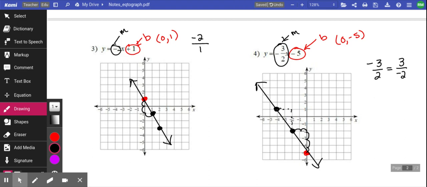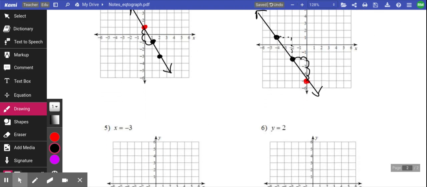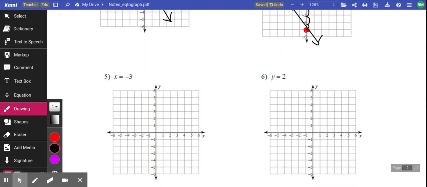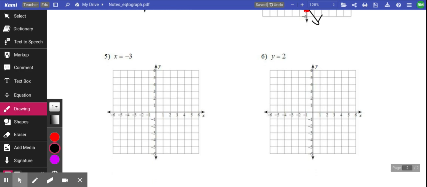Okay, and then the last 2 are the special cases. So let's take a look at this. The thing that you need to know about these is for number 5, the slope is 0. So whenever it says x equals, it is 0 slope. Whenever it just says y equals a number, this is undefined slope.